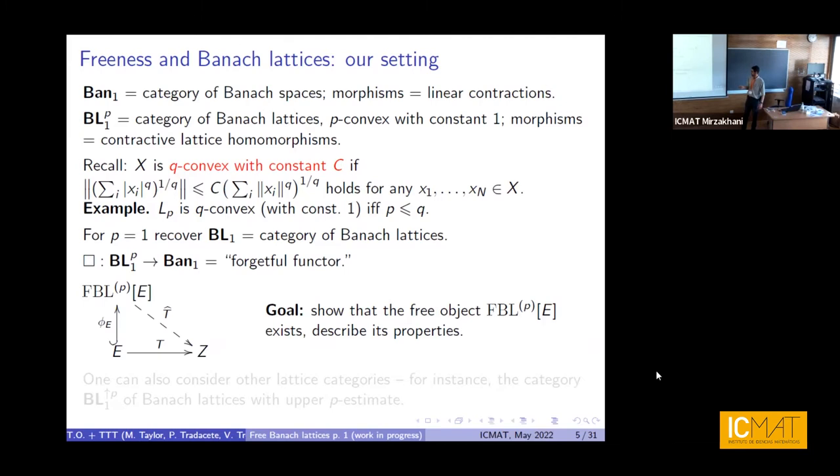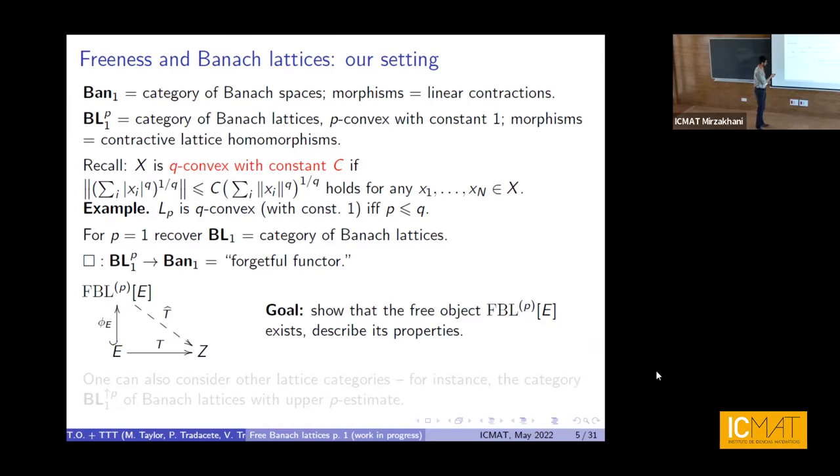And our goal is to show that these free objects exist. We will denote them by FBL^p. This is a free p-convex Banach lattice. We have to show that such an object exists and describe its properties. Here this diagram shows what properties should be satisfied. We should have a linear embedding phi_E from E into the corresponding Banach lattice. And for any linear operator T, there should exist a linear extension T hat. This T hat is not just linear, it's actually a lattice homomorphism, and the norm of T hat should be the same as the norm of T.